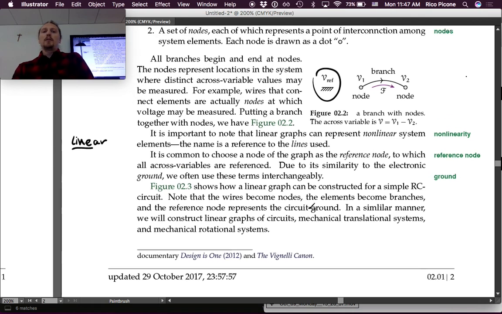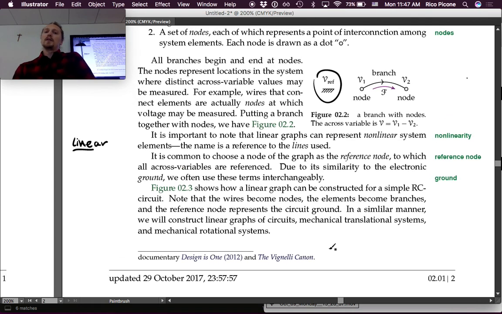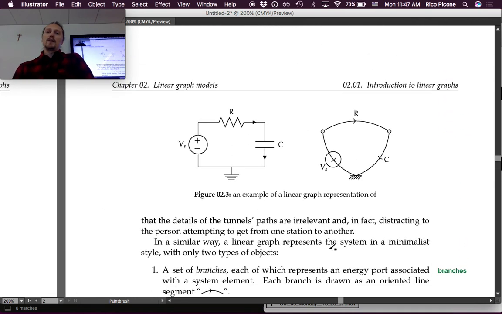Okay, figure 2.3 shows how a linear graph can be constructed for a simple RC circuit. So here's our good old buddy, the RC circuit. And we're going to say, okay, we can come up with a representation in linear graph form. And there's a lot of things that are the same. So like, for instance, you take this resistor and you draw it as a branch, right?